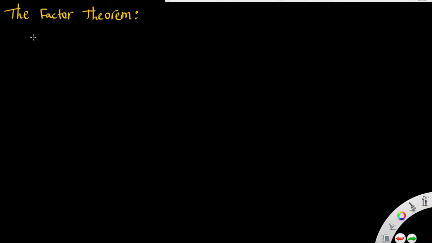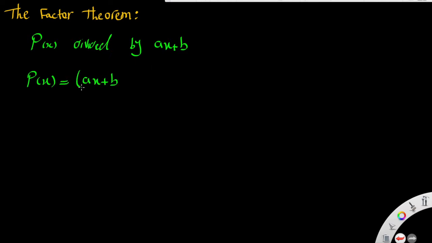In this video we are going to discuss the factor theorem. Now consider the polynomial p of x divided by ax plus b, which is a linear expression. So we know that when p of x is divided by ax plus b, it can be written as ax plus b, which is the divisor, times q of x, which is your quotient, plus the remainder.